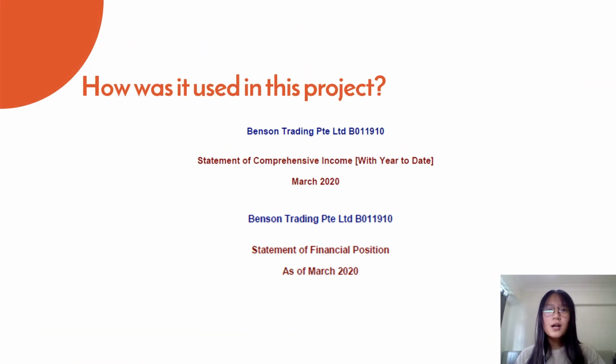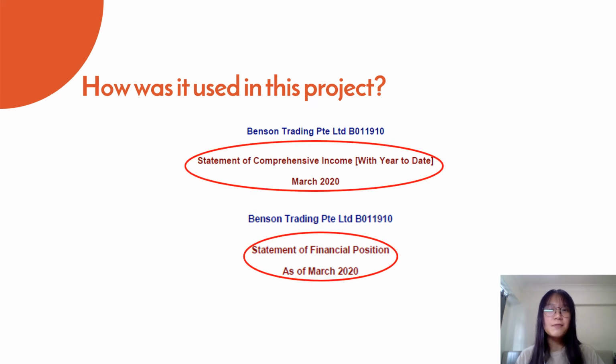So, how was the accounting period concept used in our project? This was applied when we identified the end of the accounting period for Benson Trading as at 31st March. As a result, we prepared our statement of profit and loss and the statement of financial position accordingly to this accounting period. Wei Na will now present the accounting entity concept.